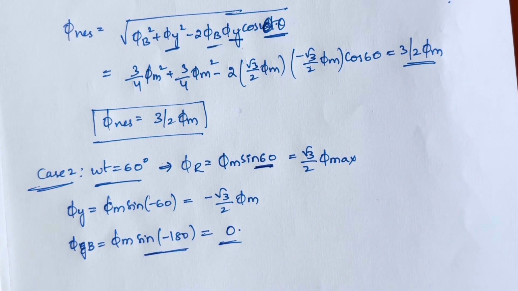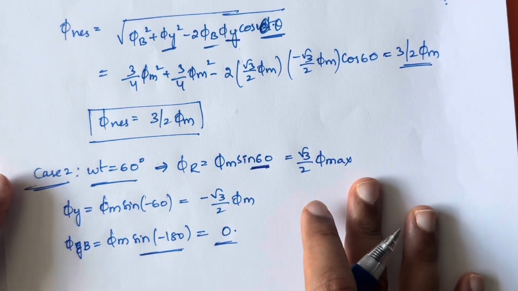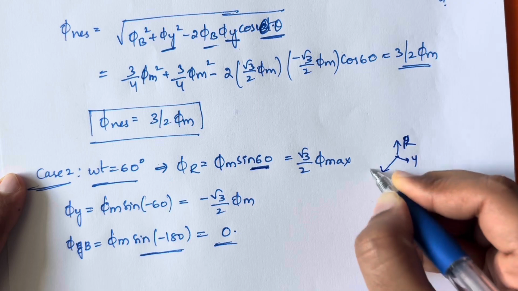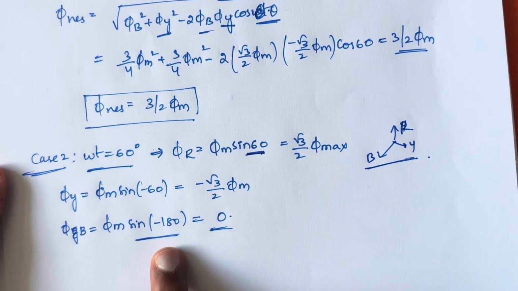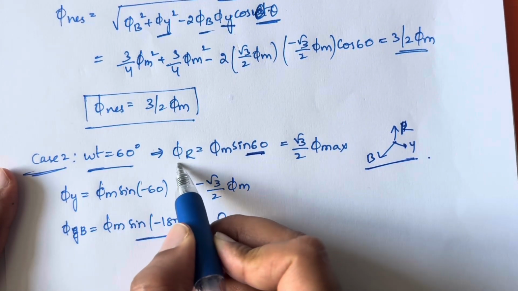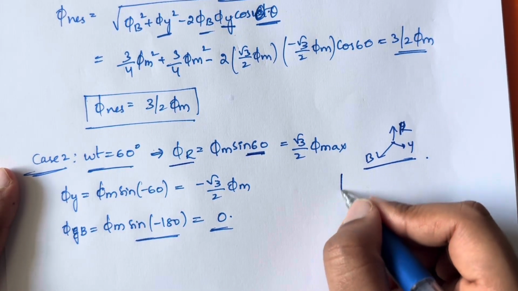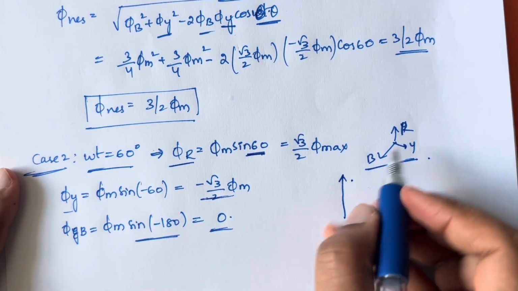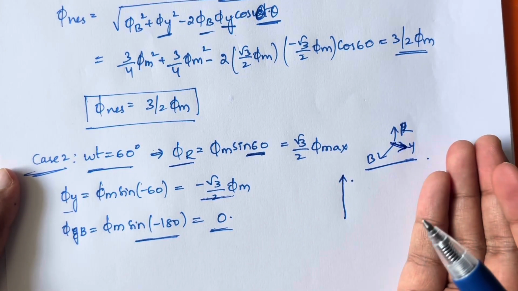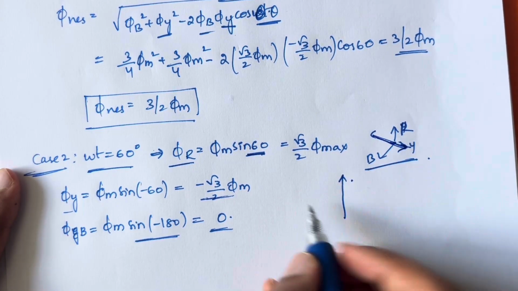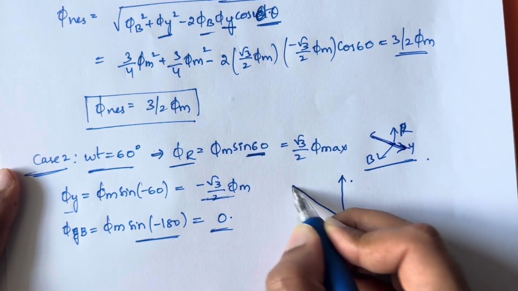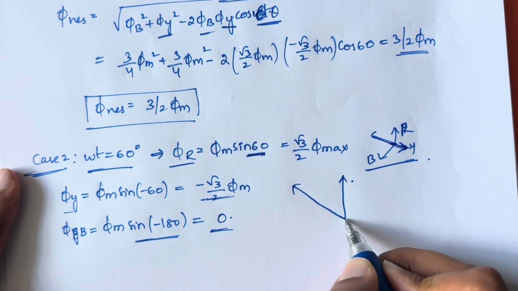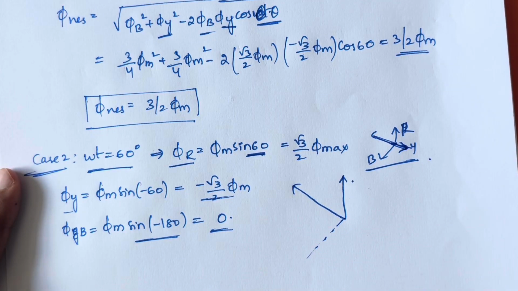Now let us try to draw the phasor diagram again for this. Usually it is like this: this is R, this is Y, and this is B. But here, since we have phi R positive, you can have the phi R component, and then phi Y is negative. So if this is Y, the negative Y is straight opposite to this one. So here you get it. Now phi b is 0, so you don't have to consider this. You can just leave it.